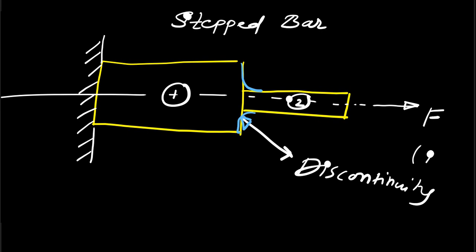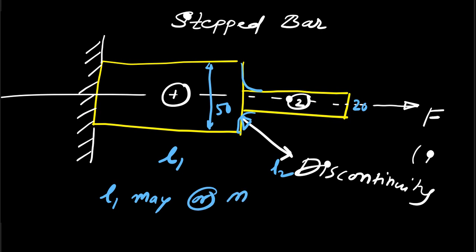For example, if this is 50 mm diameter and it suddenly changes to 20 mm diameter, there is a change in the geometry. The length of this element may be L1 and this may be L2. L1 may or may not be equal to L2. That does not matter here, but the change in geometry does matter.